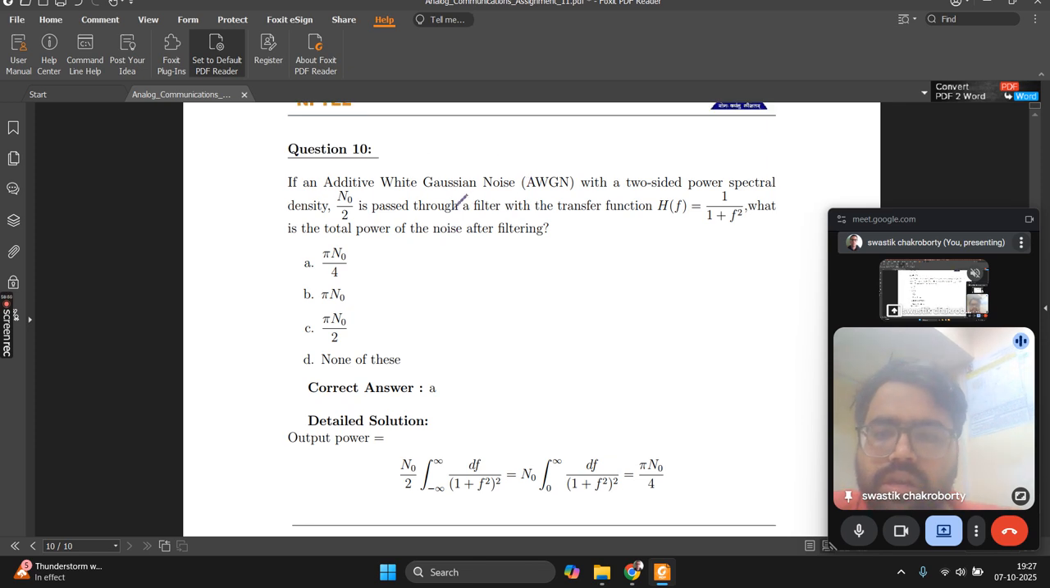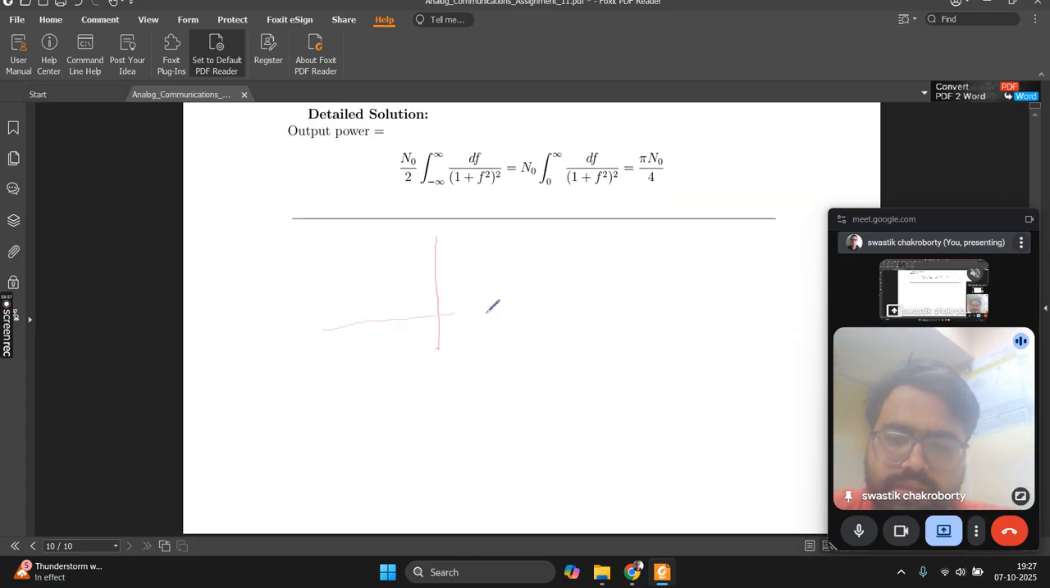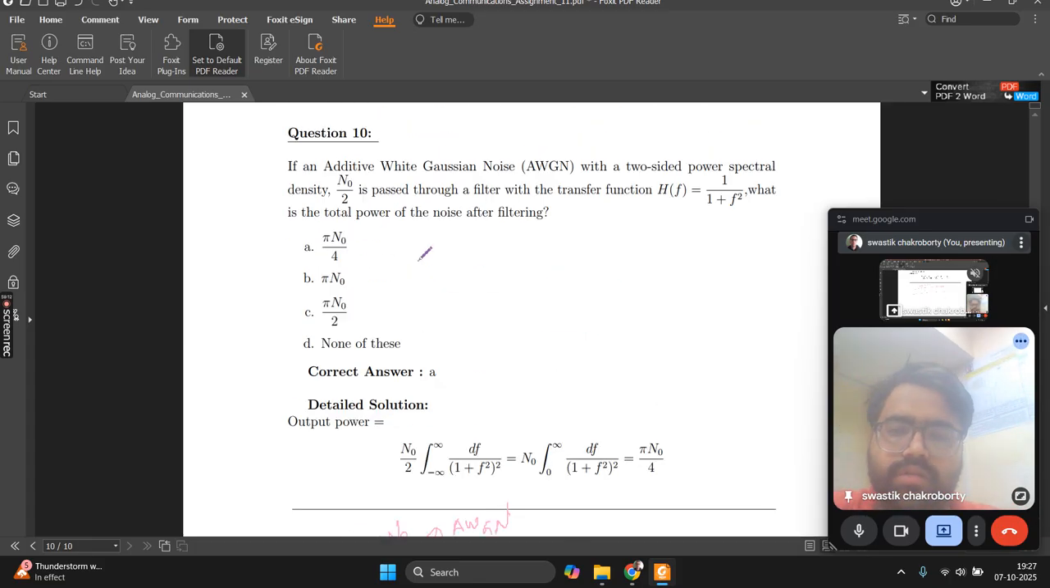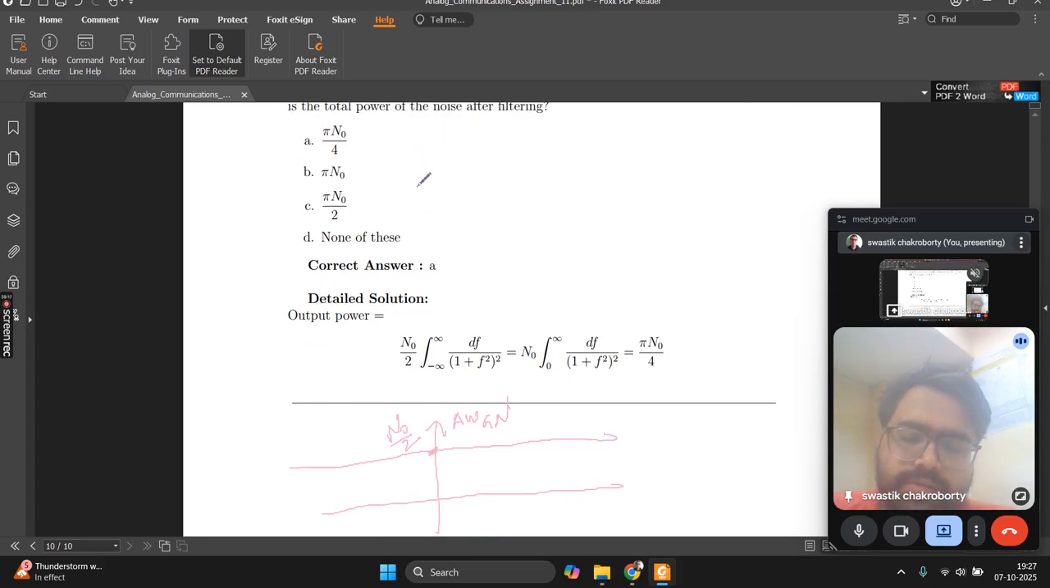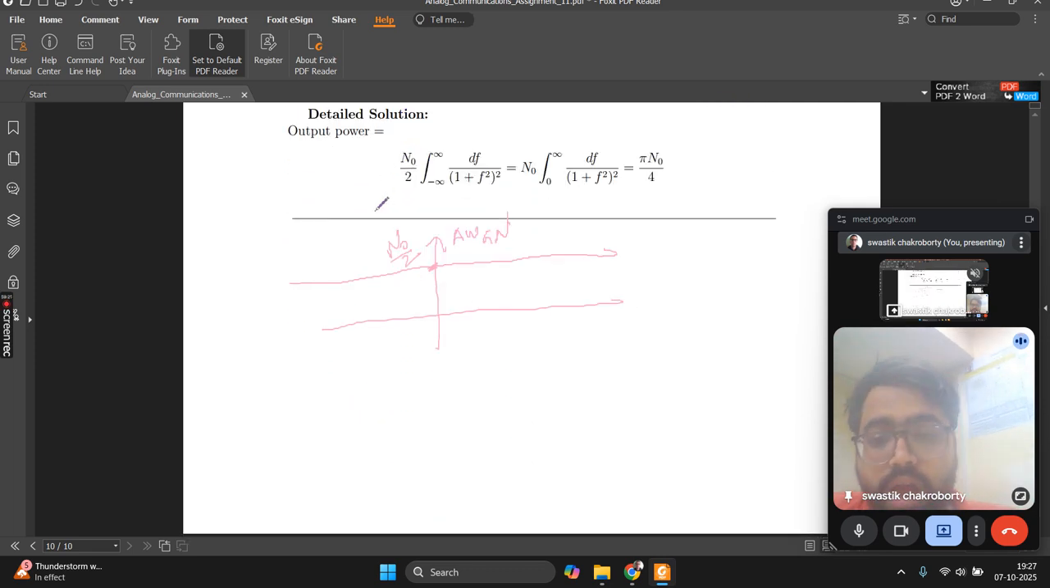Now, an AWGN with two-sided power spectral density N0/2. AWGN means it is white. It is present in all frequencies equally on both sides because it's a two-sided AWGN, and the value of that noise is N0/2. It is passed through a filter with transfer function 1/(1 + f²). What is the total power of the noise after filtering?